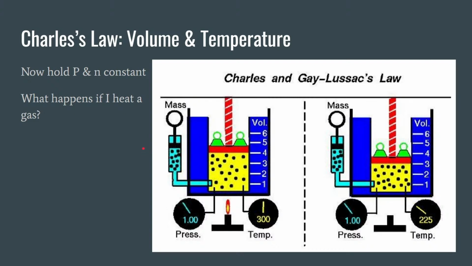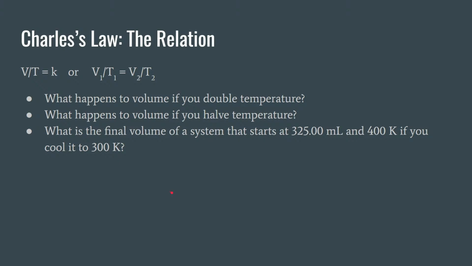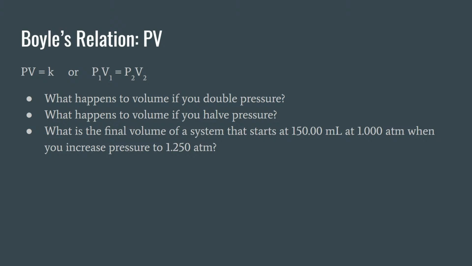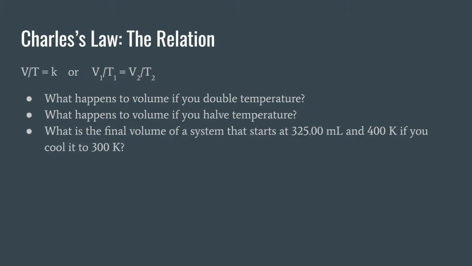So what happens if you change the temperature of the gas? Well, if you heat the gas up, the system is going to expand. If you cool the gas down, the system is going to contract. So what Charles found is that the ratio of volume divided by temperature is constant, or V1 over T1 equals V2 over T2. Whereas with Boyle's law, if you doubled the pressure, the volume would go in half, with Charles's law, if you double the temperature, the volume will also double. If you cut the temperature in half, the volume will also get cut in half.